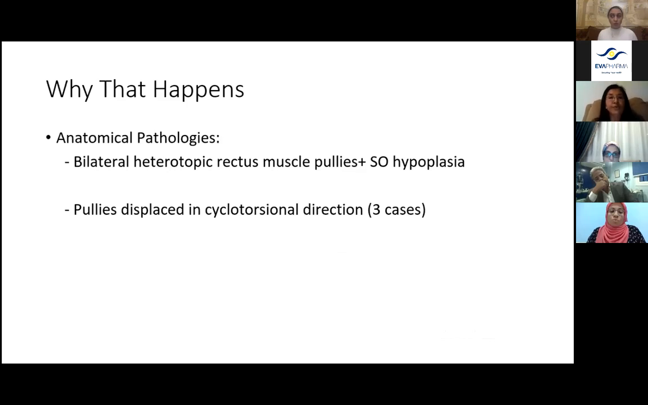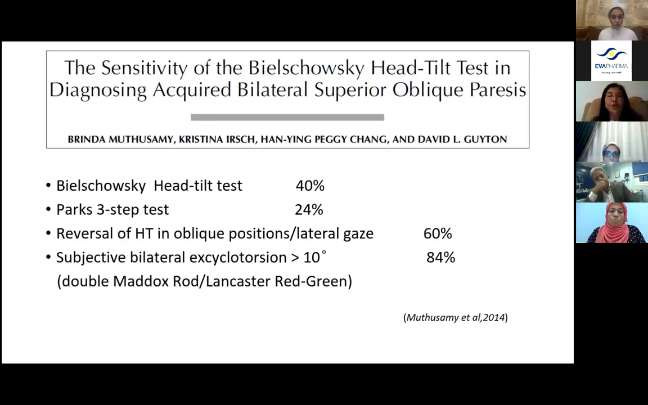There's also another theory: the excyclotorsion in the other eye can be caused by anatomic pathologies, like the presence of bilateral heterotopic rectus muscle pulleys, in addition to the superior oblique hypoplasia. And Hong and his co-workers did identify three cases in their series where pulleys were displaced in a cyclotorsional direction. So that again can be one of the reasons why. So in conclusion, we cannot use bilateral excyclotorsion to make the diagnosis of bilateral superior oblique palsy alone.